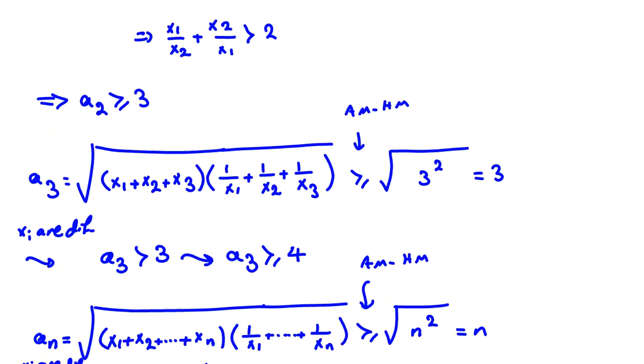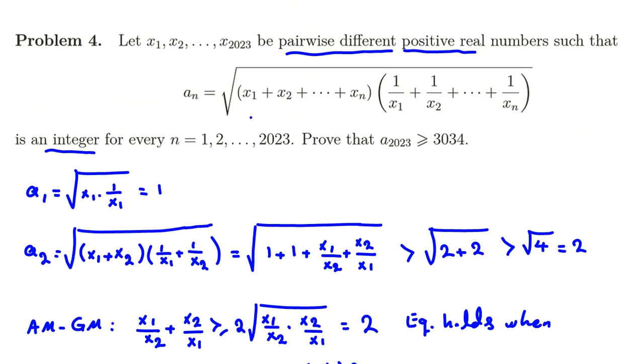But the problem says to prove that an is at least, for example, for a2023, we proved it is at least 2024, but it should be 3034. So let's see, we should find a better rate. Let's see how we can reach 3034.